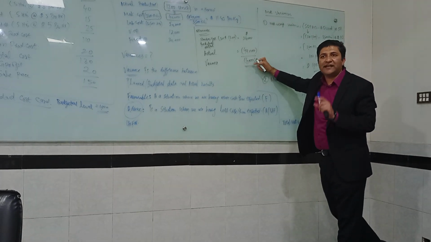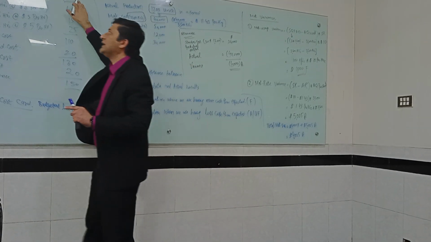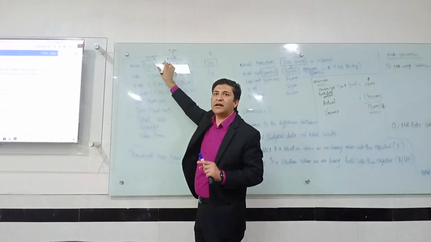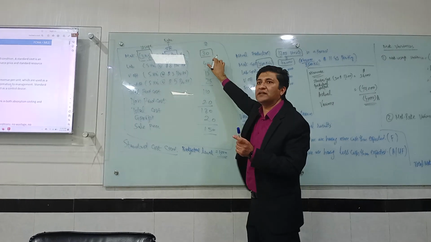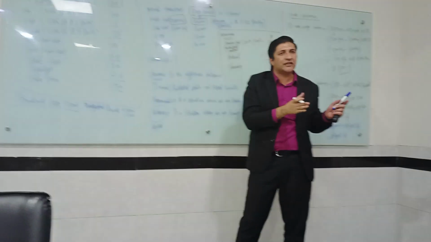So this is calculated in totality because I have taken 30. I have not taken 3 or 10. I have just taken the total answer of raw material. So this is the totality by multiplying the rate and the usage.